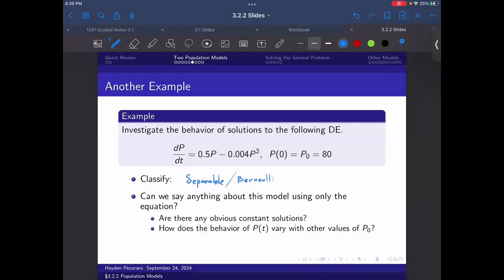Okay, so what can we say about the model using only the equation? Usually we find a solution and then start talking about the behavior of that function. But for some differential equations, it's really hard to solve them, and it's a good idea to learn how to understand the values of p without finding that solution. And this is a very, very good model for learning that. So are there any obvious constant solutions is usually a good question to ask. And what happens when the initial condition changes?